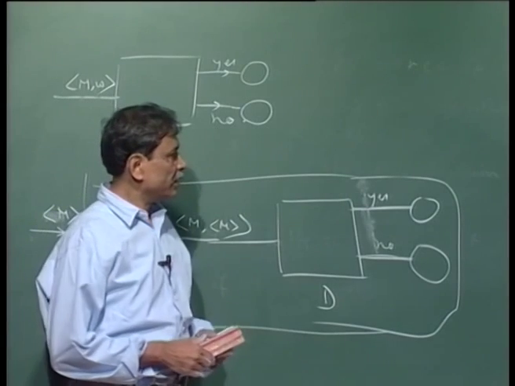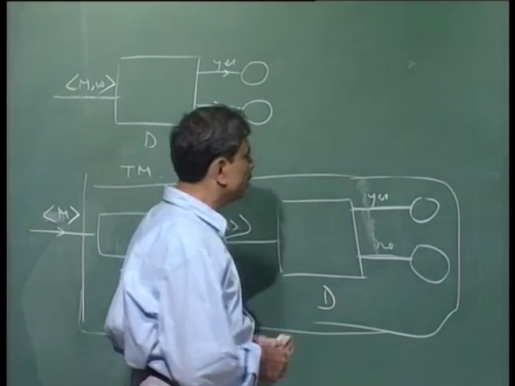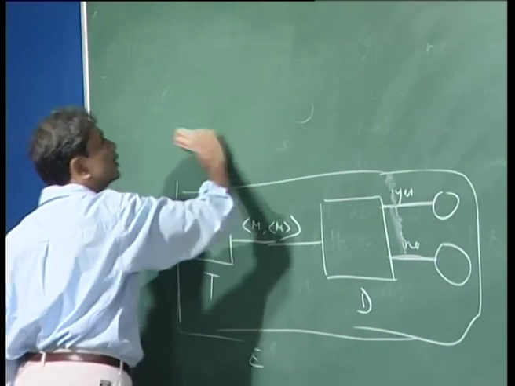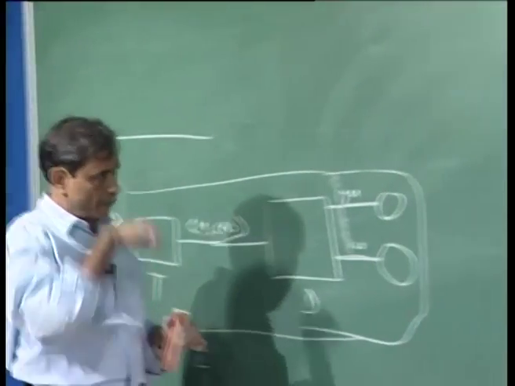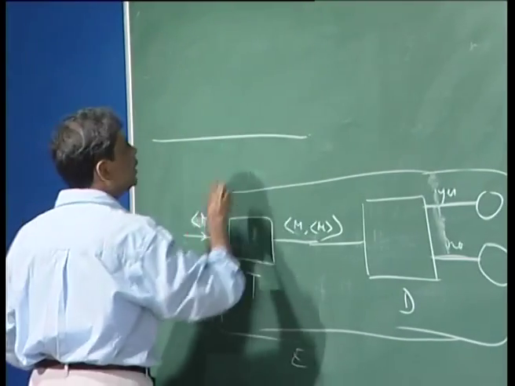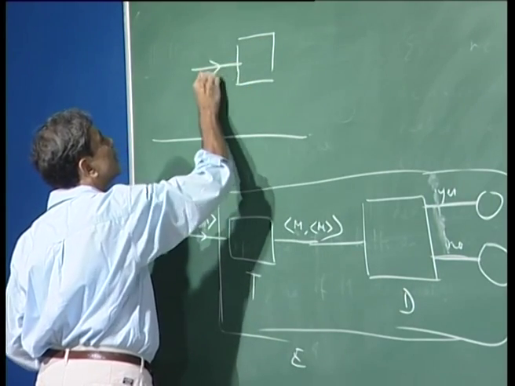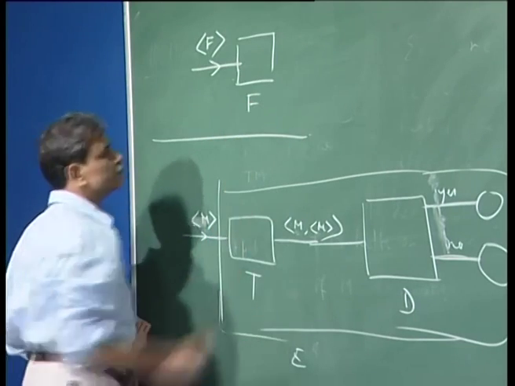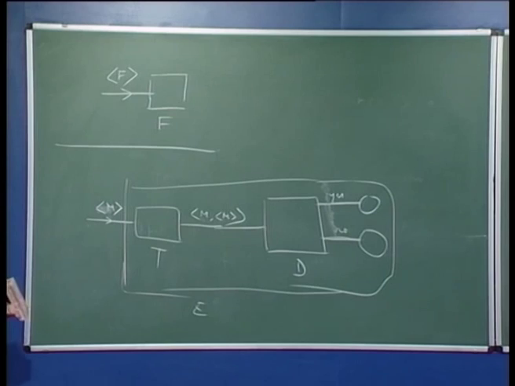What happens now if to F you had given the input which is the code of F? So, basically this is F. Consider the situation where the input is the code of the machine F itself. Alright, this is the situation we are considering.